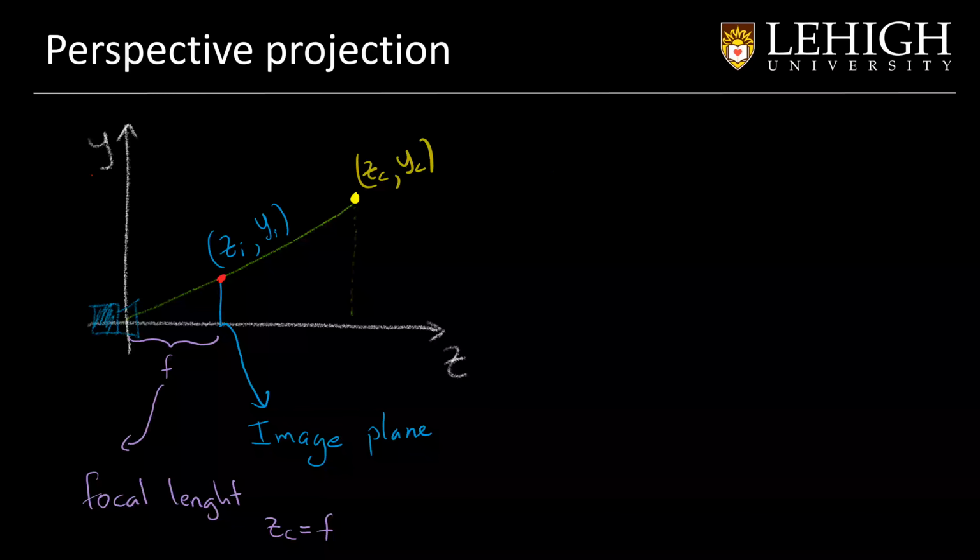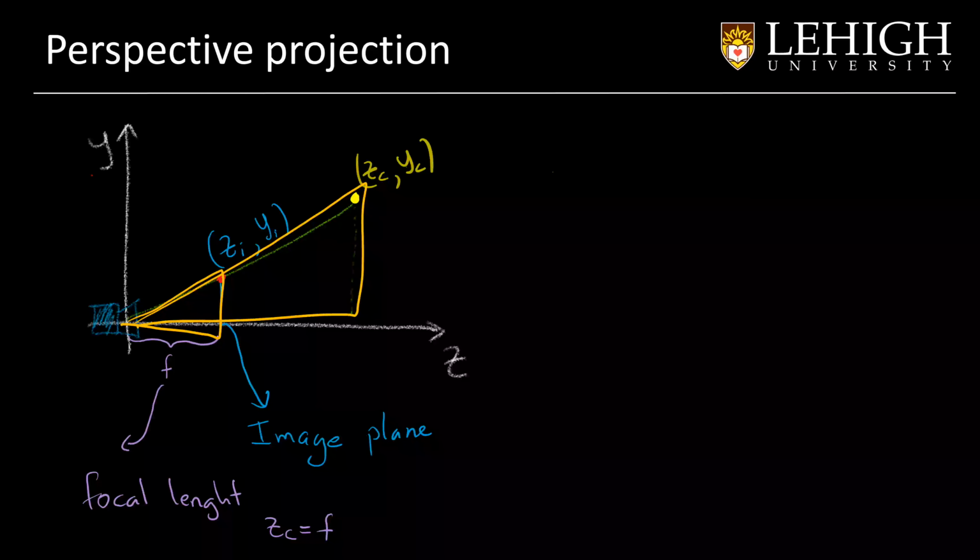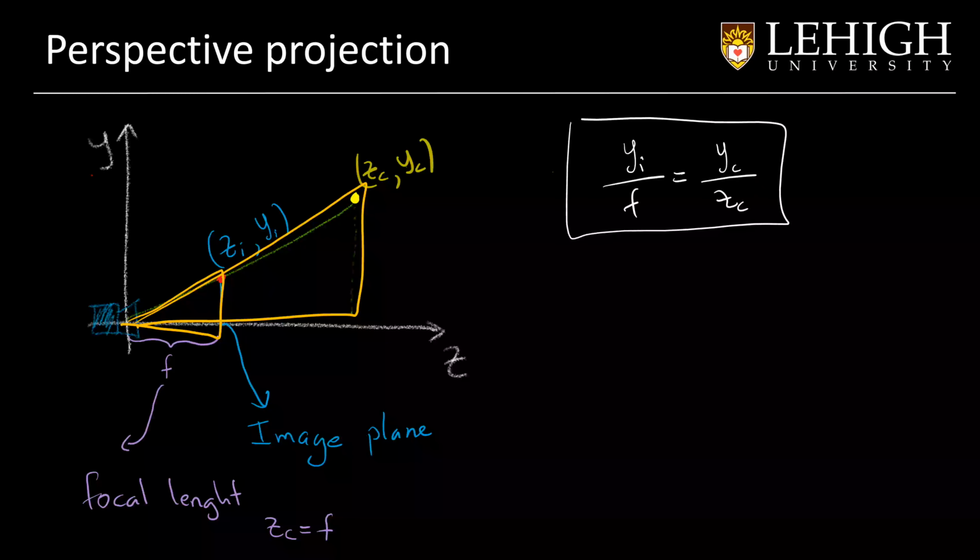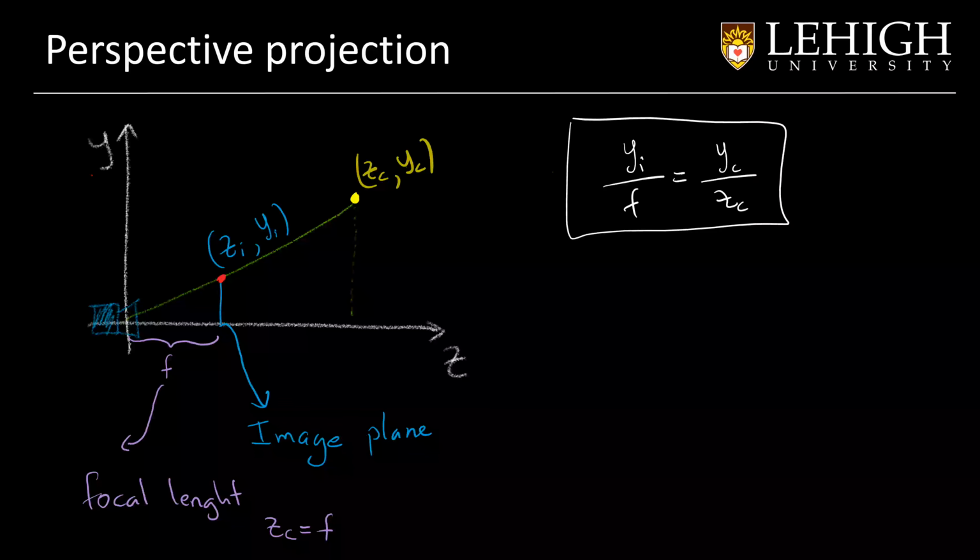There is a property using the similar triangles that this triangle is similar to this bigger triangle, and the property is that the sides of the triangle maintain the proportion while they scale.